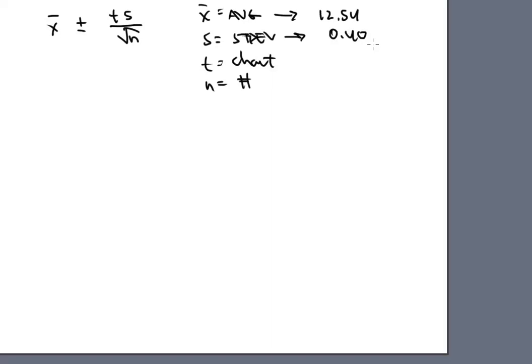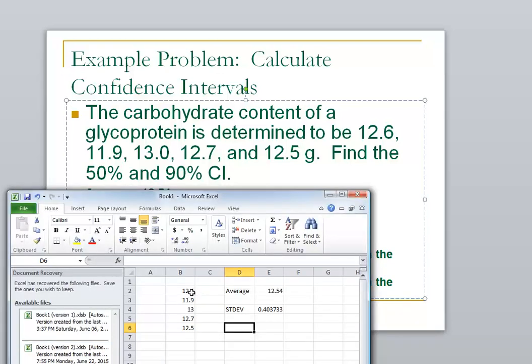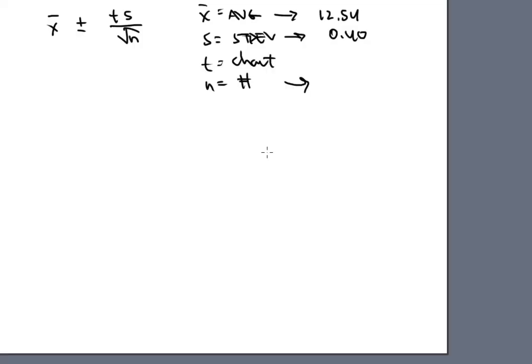And now I need two other variables, a t number and an n number. Well, the n is really easy. That's the number of measurements that I took. So 1, 2, 3, 4, and 5. I did this thing 5 times, right? I had 5 numbers that I took the average of. I had 5 numbers that I took the standard deviation of. So n is going to be 5.